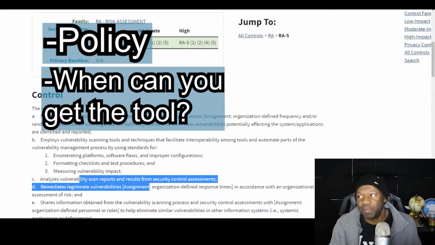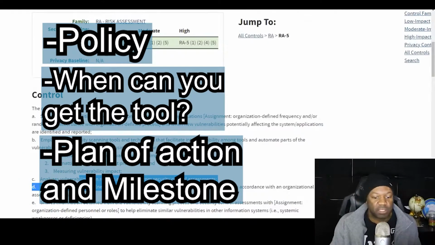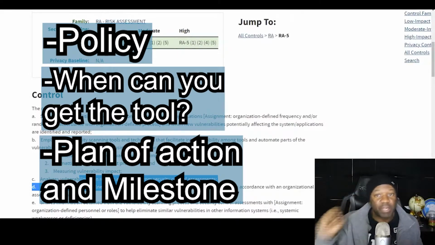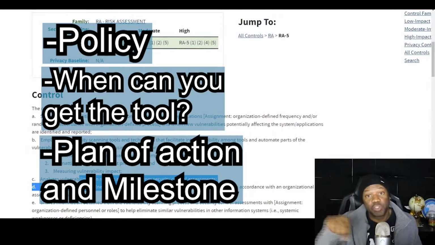If they tell me, well, we can get it probably in 2-3 months, to give me some time, I'd say, hey, do a plan of action and milestones. A plan of action and milestones is where you put in writing: here's why we don't have one, here's a justification of why we don't have one, here's when we're going to get one, here are the points of contact who are going to be responsible for that, and here's the tool we're about to get.